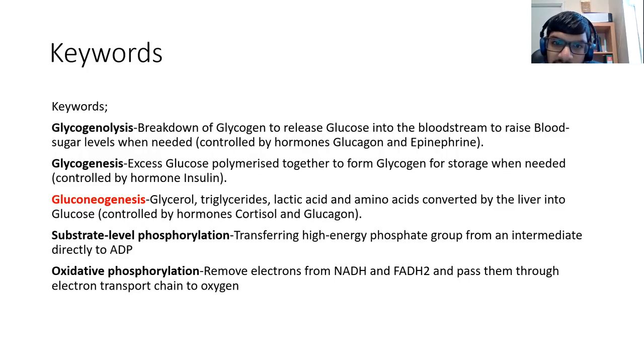And then finally, for this slide, we have oxidative phosphorylation. This is removal of electrons from NAD and FADH2. And these are known as reduced NAD, because NAD is reduced, i.e. it gains electrons via the hydrogens, and FAD same as well, and pass them through the electron transport chain to oxygen. I will go into more detail about this. It's the last stage of aerobic respiration.